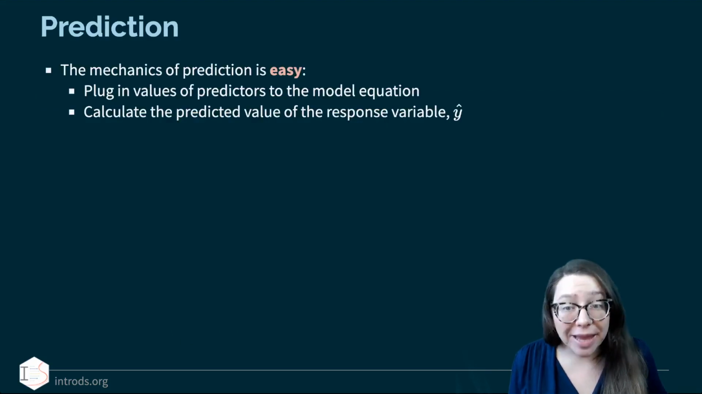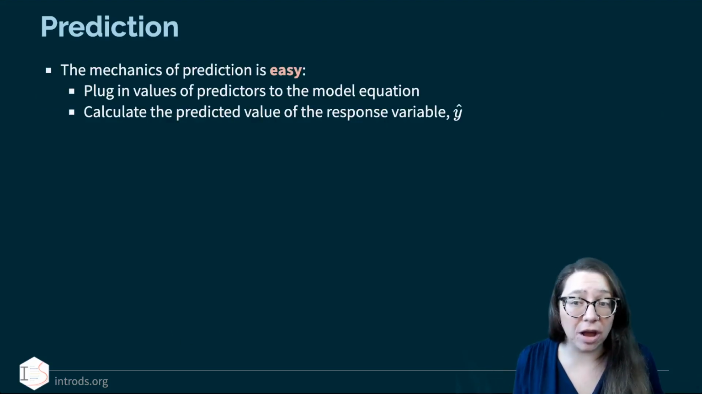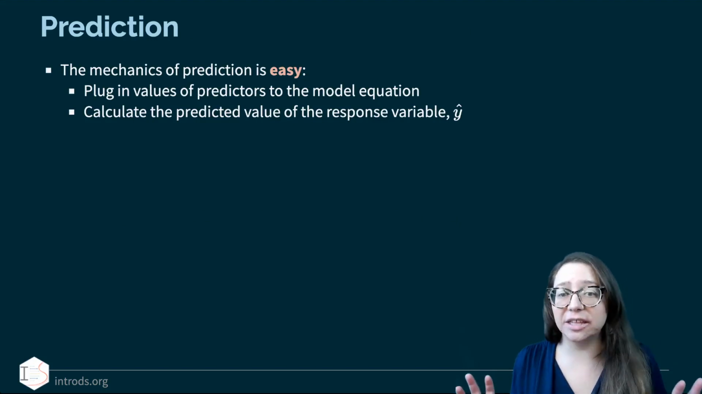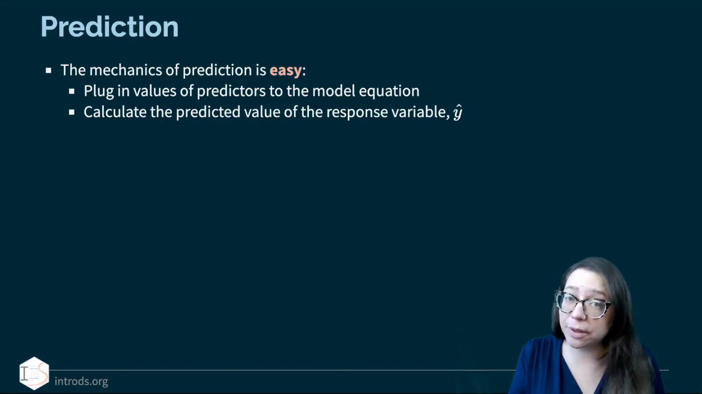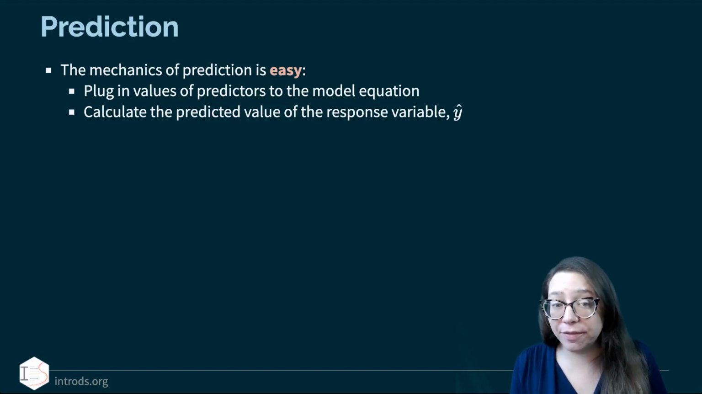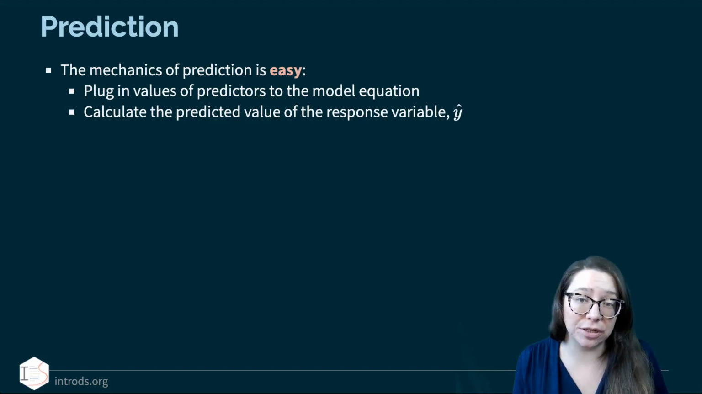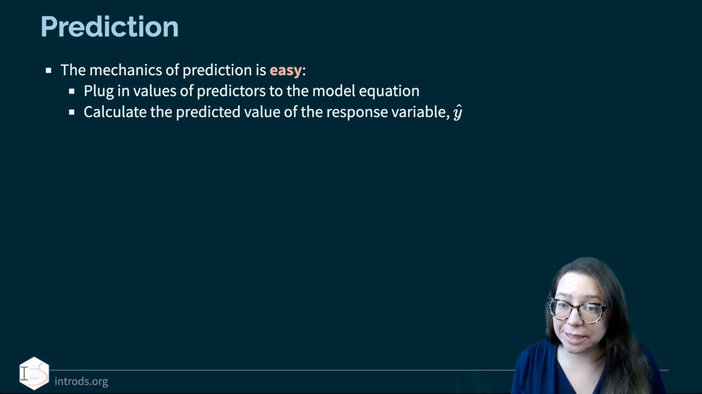So the mechanics of prediction is actually really easy. Once you have your linear model, you can plug in values of predictors to the model equation and calculate the predicted value of the response variable. We've given examples of this in the case of linear regression, both simple and multiple predictors, and we've also given an example in the case of logistic regression as well, where the math had a couple more steps, but ultimately we could simply calculate that probability pretty easily.